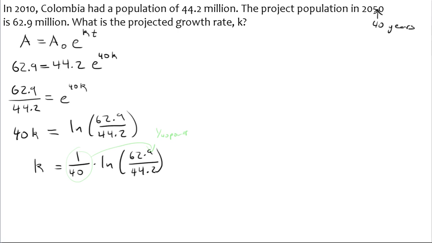So I guess our general formula, I'm going to write the general formula here, is K is equal to 1 over T times the natural log of the ending population, A of T, divided by our starting population. Call it A naught or A of 0. Either one works. Actually, I'm going to write that as A of 0 because it looks like we've got some nice function notation there. A of 0.